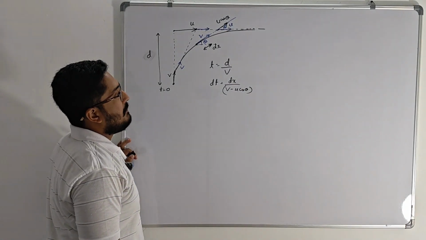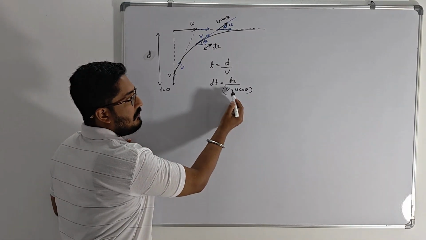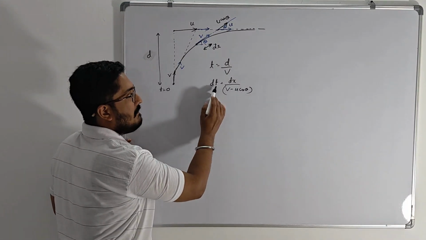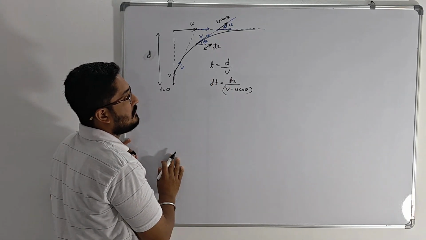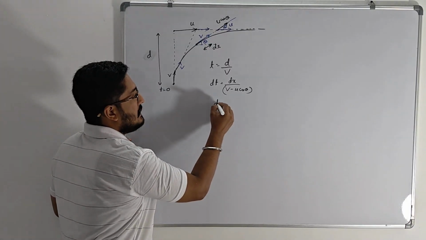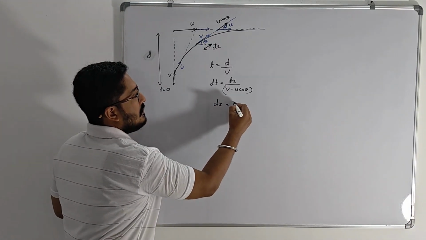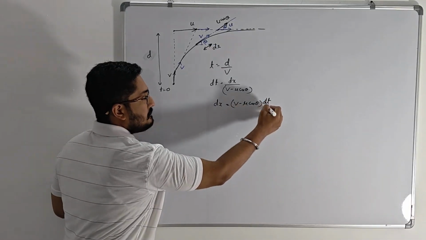in a small interval of time dt. Now I am interested in finding the time. u and v, both of them are constant. Theta is variable, time is variable, and dx keeps decreasing. So shall we write one equation? Shall we rearrange this as dx is equal to v minus u cos theta dt.